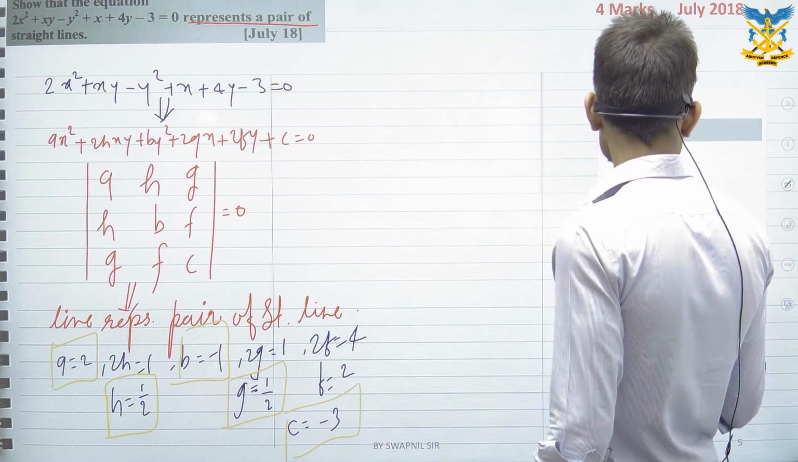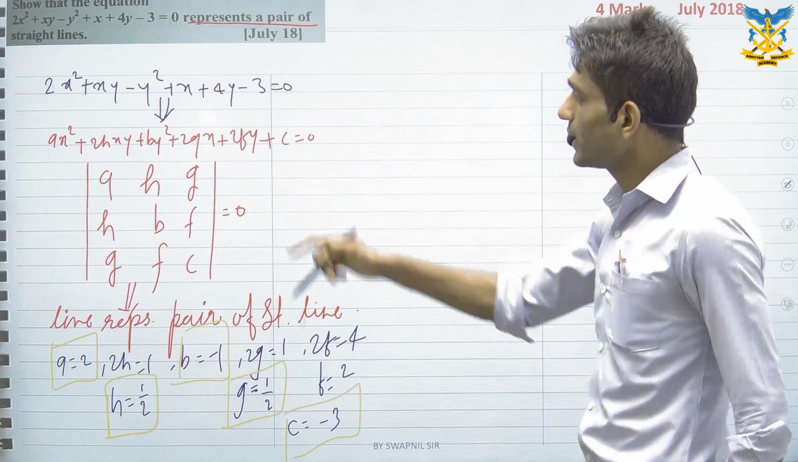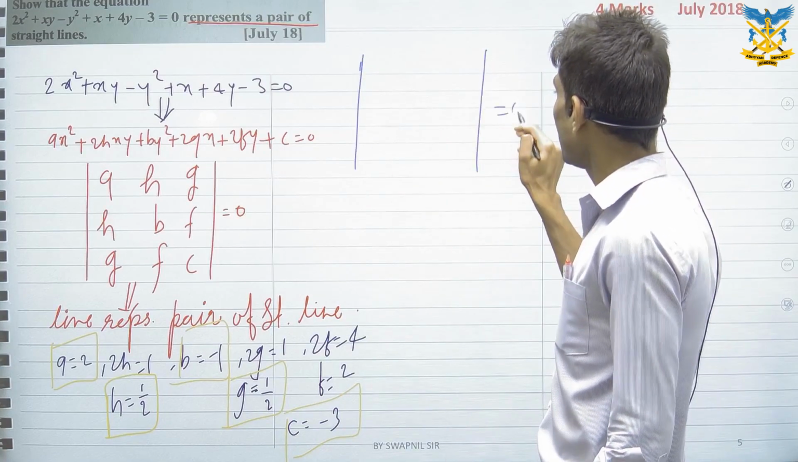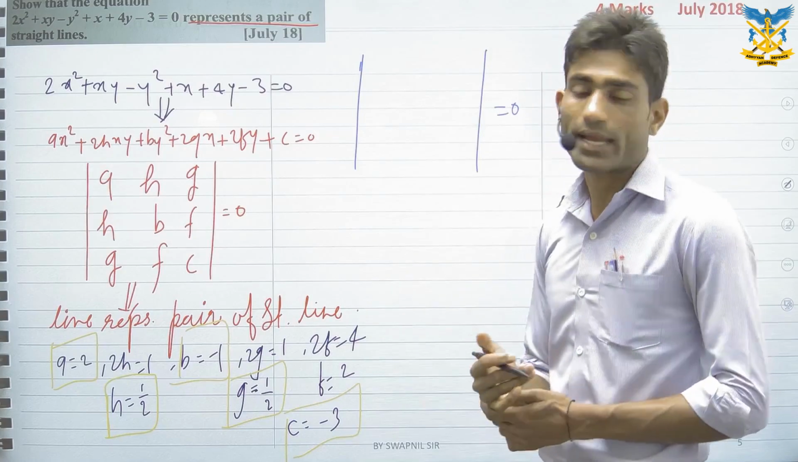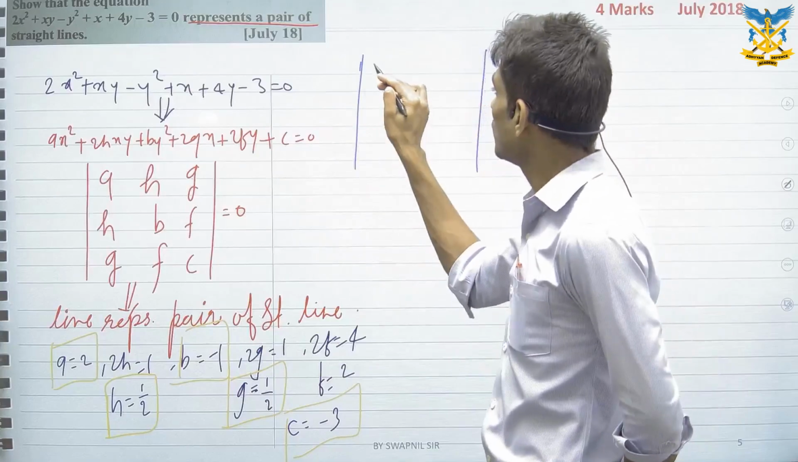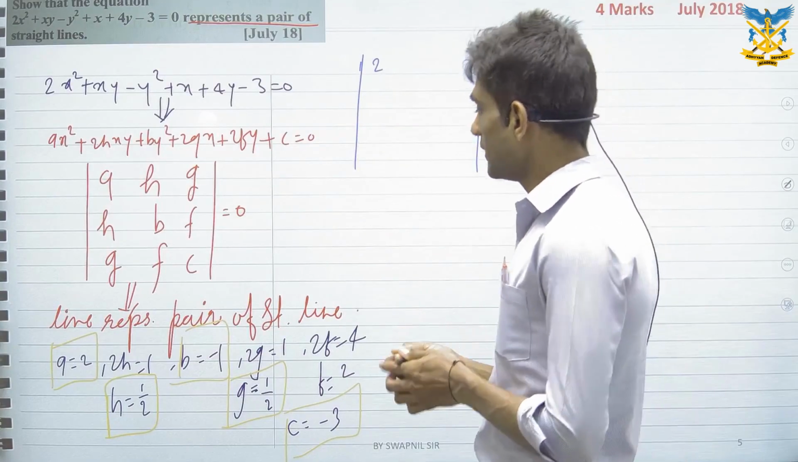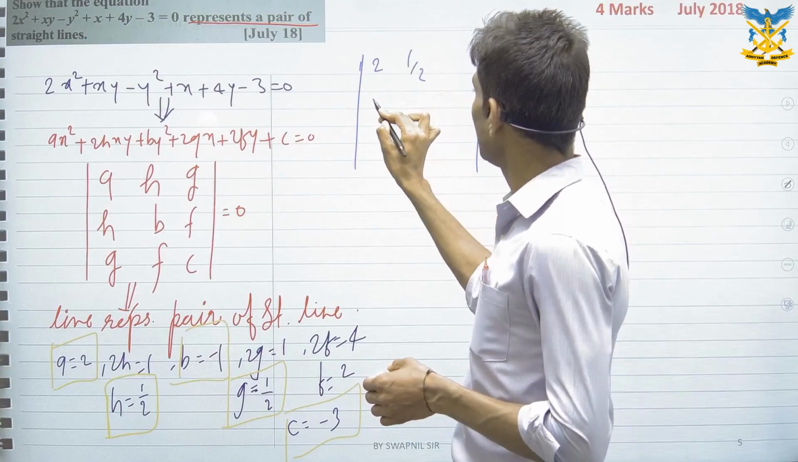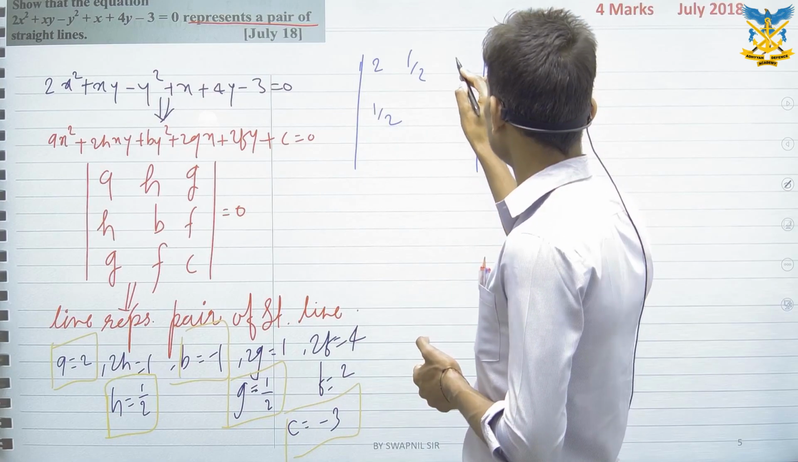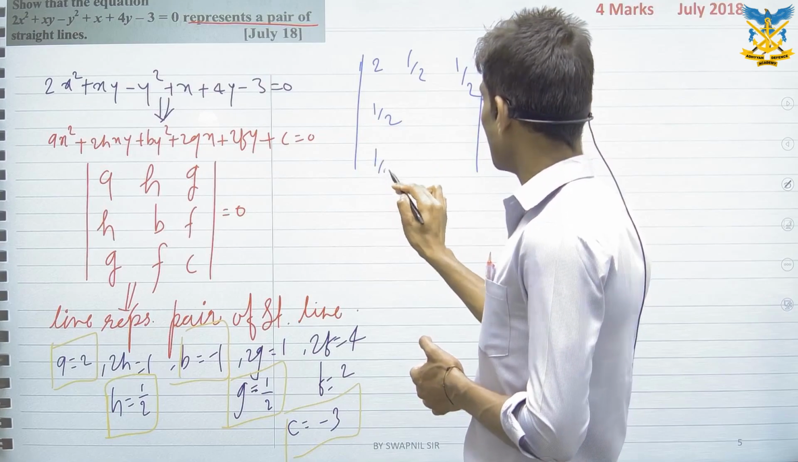So put all of these values in our given determinant, okay. If that determinant goes to 0, that means our equation represents a pair of straight lines, okay. So put the values for a, h, g. What is the value for a? 2. Value for h here is 1 by 2, okay. After that, value for g, what is the value for g? Which is 1 by 2. So it gives 1 by 2, okay.